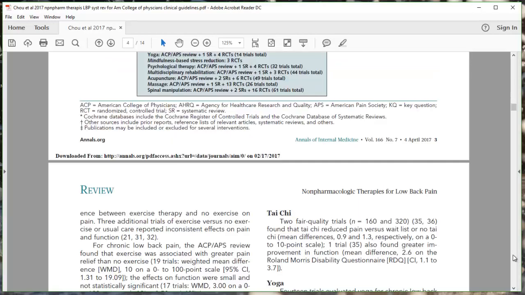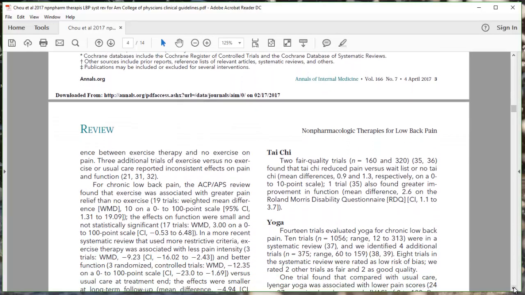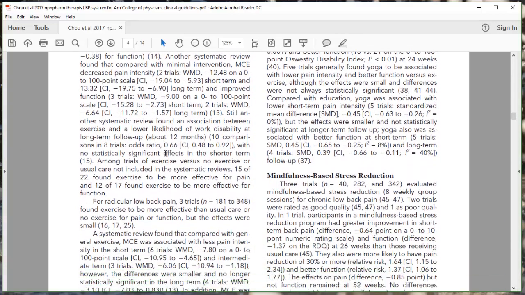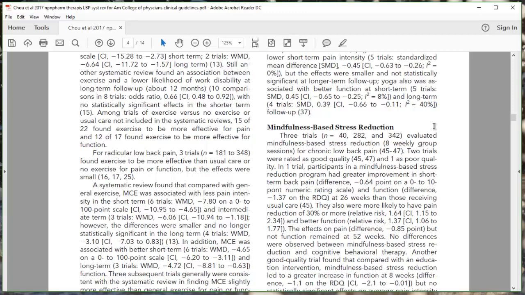But if we scroll down into the review itself, you'll see that there's a summary for Tai Chi, one for yoga. This is still the section on exercise on the left, mindfulness-based stress reduction. So they're pulling together the studies and they're analyzing them as a group. So it would be possible, in theory, to do an entire systematic review on just mindfulness-based stress reduction for chronic idiopathic low back pain or chronic non-radicular low back pain.